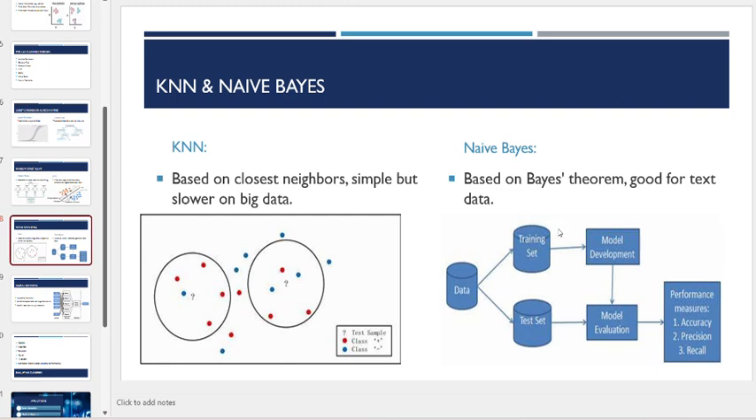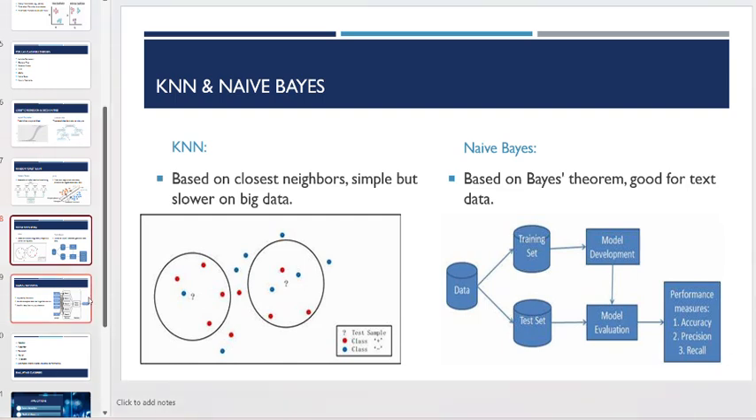And then naive Bayes. Naive Bayes is based on Bayes' theorem and conditional probability. It assumes the features are independent, a naive assumption, and it's very fast, especially for text-based data like emails. It performs super well, even with the simple assumptions.